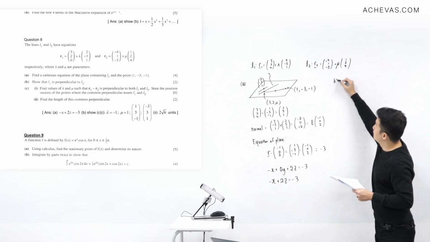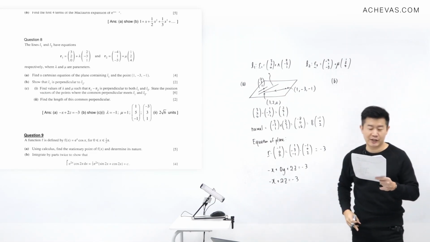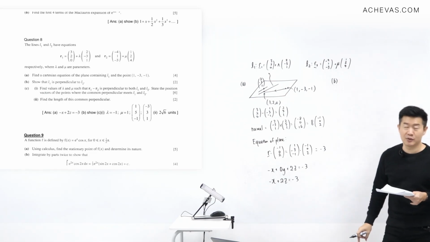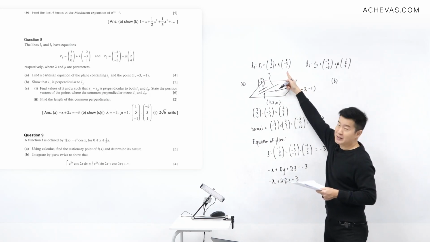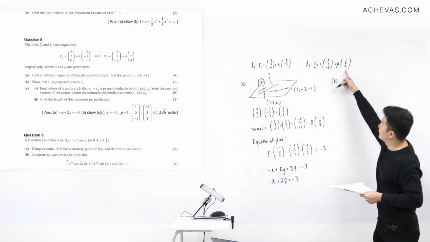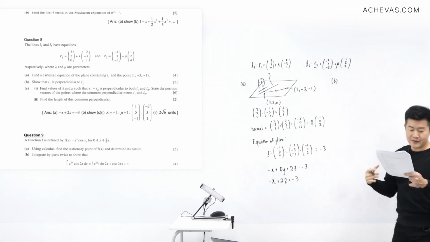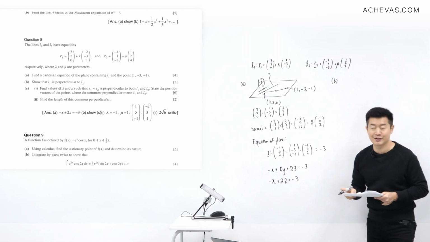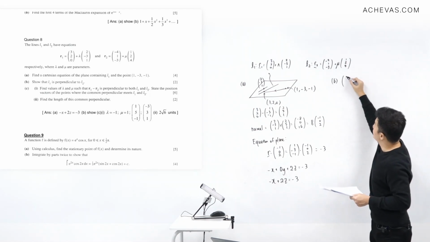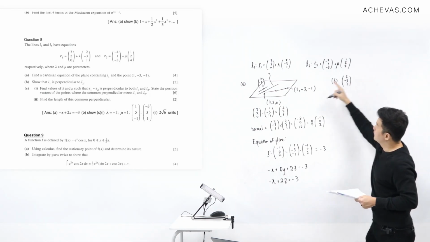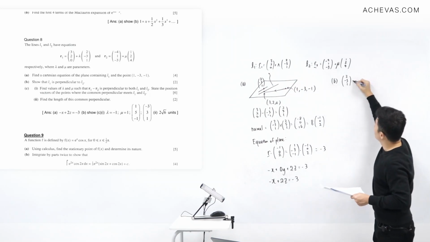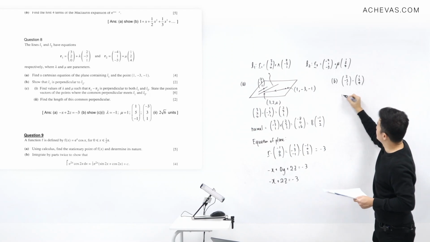B is simple. For B, we just want to show that L1 and L2 are perpendicular to each other. So I'm going to take the vector that is parallel to L1, dot the vector that is parallel to L2. If the result of the dot product is equal to 0, then I can say that L1 and L2 are perpendicular to each other. So let's take (2, -3, 1) dot the vector that is parallel to L2, (1, 2, 4). Let's see what the result is.